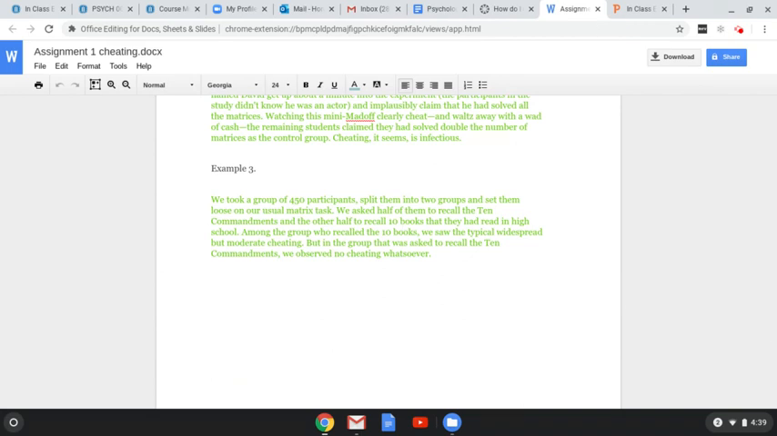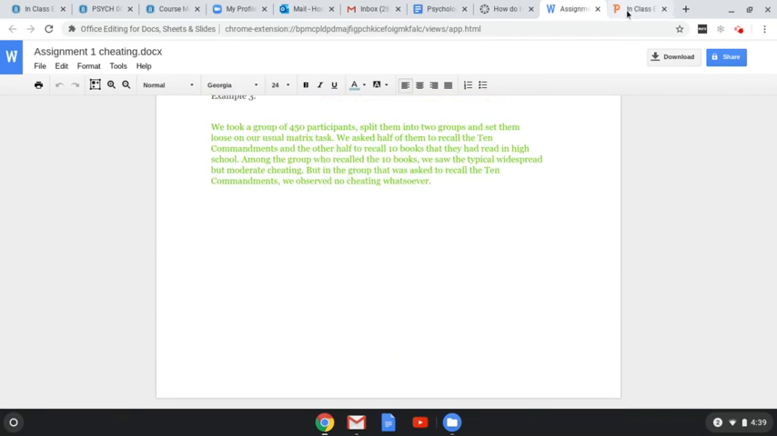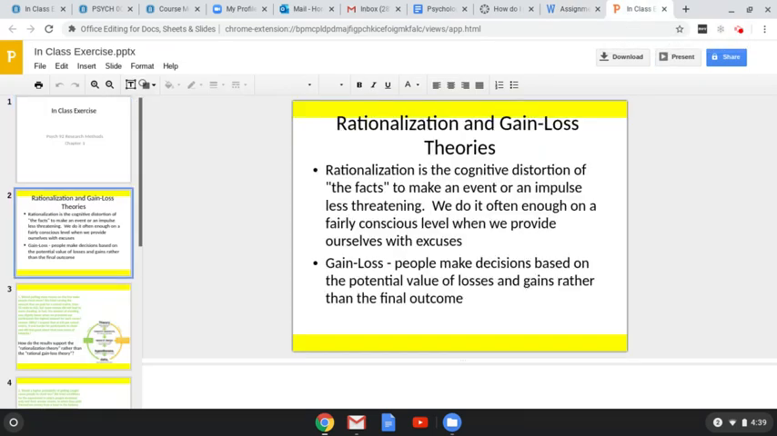And just to show you guys, because I like it in both PowerPoint and using this for the assignment, here we see rationalization. Just so I give you definitions, rationalization theory is the cognitive distortion of facts to make an event or an impulse less threatening. We do it often on a fairly conscious level when we provide ourselves with excuses. I ate 6 Hot Pockets at that party the other night because I was just trying to be social with people, and I just went for it, and I was really social and ate a lot of Hot Pockets. Not for any other reason.